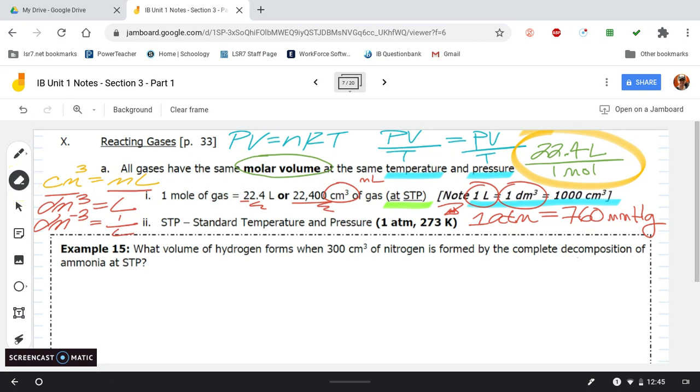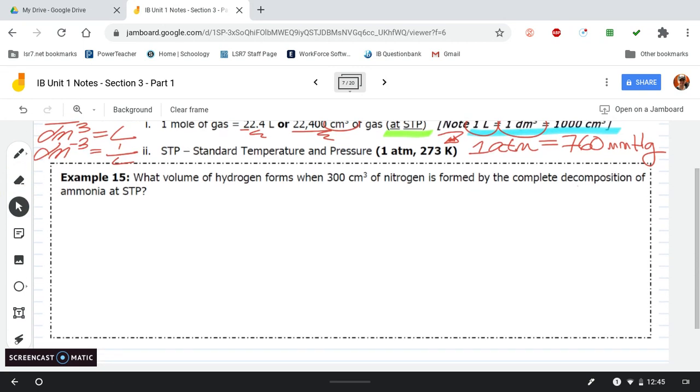All right. So we talked about standard temperature and pressure. So go down here to our example, and it says what volume of hydrogen forms when we have 300 centimeters cubed of nitrogen formed by the complete decomposition of ammonia. Remember, right away you're thinking, oh, centimeter cubed, same as a milliliter. And then there we are at standard temperature and pressure.